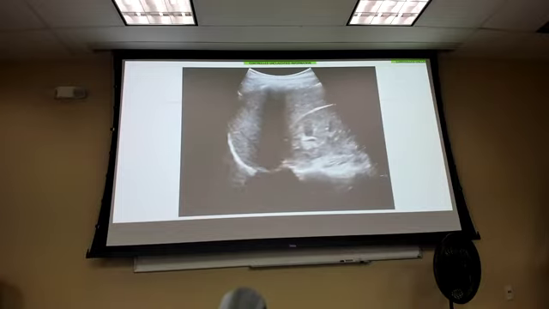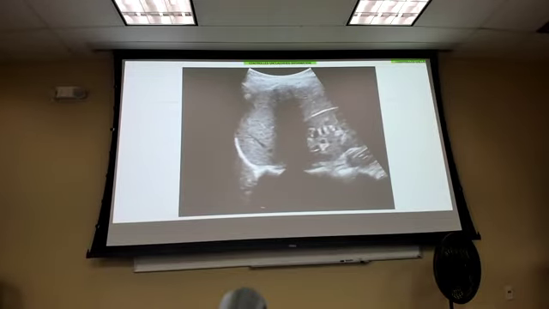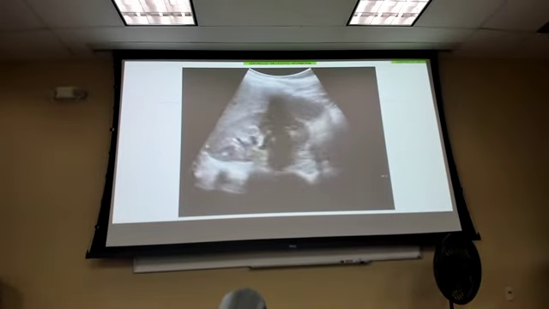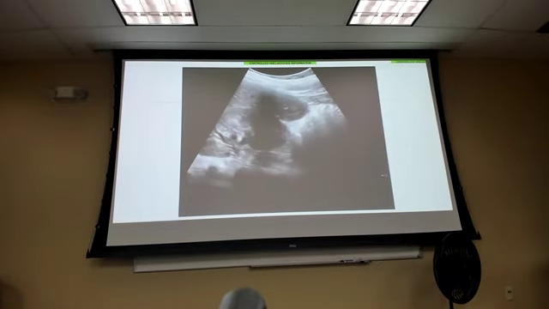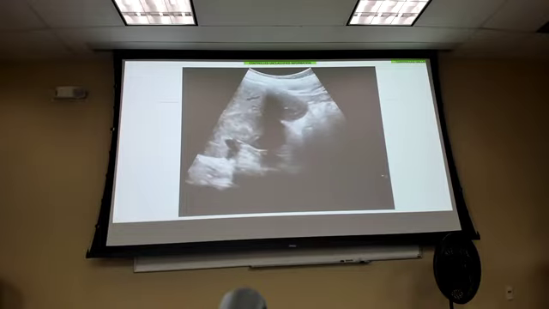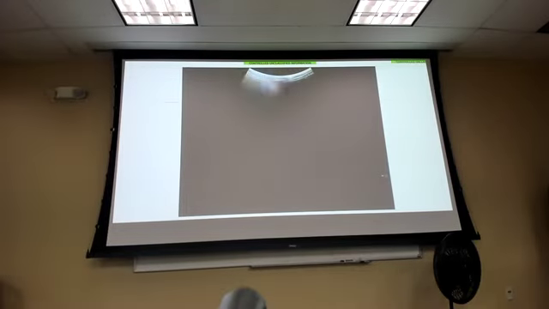All right, what do we see on this? This is going to be our right upper quadrant, so Morrison's pouch. Does it look normal? Yeah, looks normal, right? That would be a negative FAST.